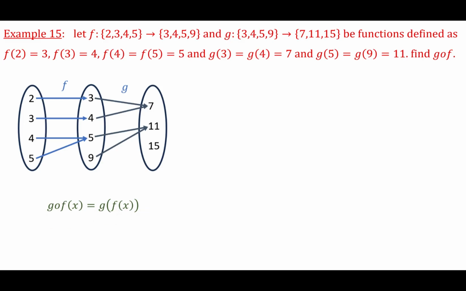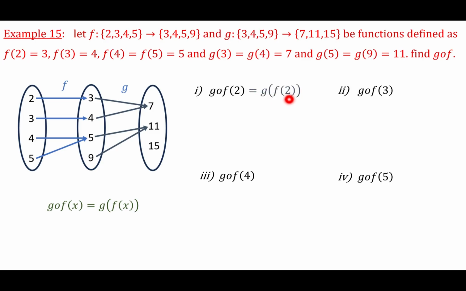At first, we have to find g circle f for all the elements of the set A. This is set A. So at first, g circle f of 2, and then g circle f of 3, and then g circle f of 4, and then g circle f of 5. At first, g circle f of 2 is nothing but g of f of 2.